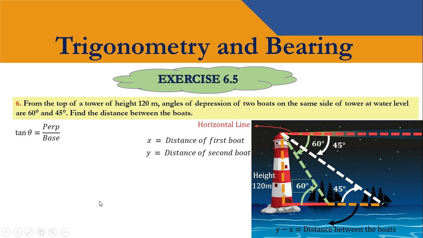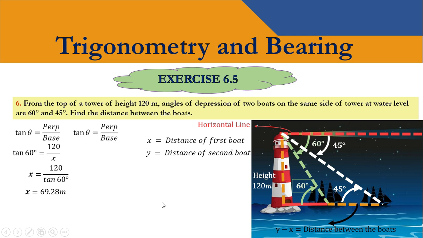So now we will use tan theta because it equals perpendicular over base. Solving our first triangle, for the first board we will get the distance of the first board from the tower. By doing mathematical calculation, we will get the distance of the first board is equal to 69.28 meters.